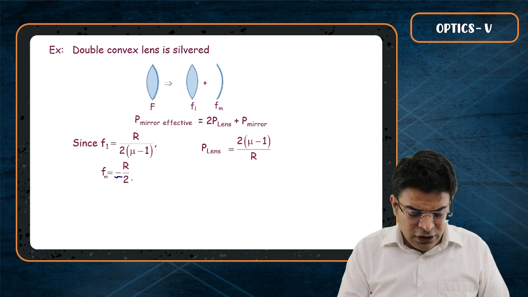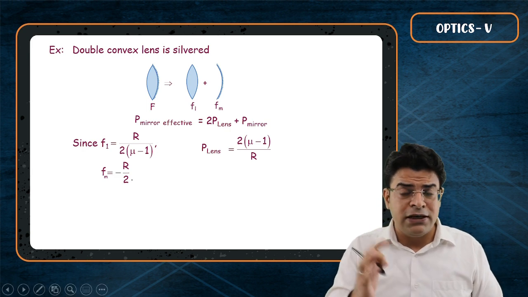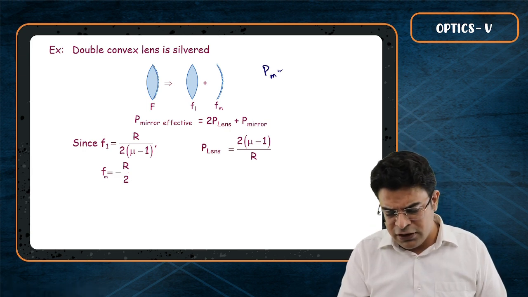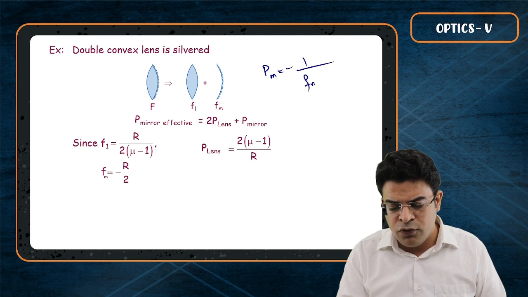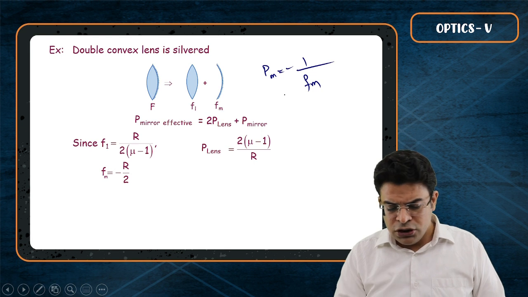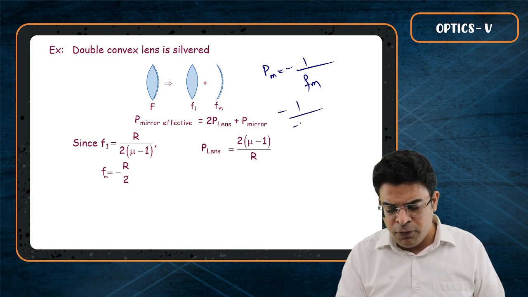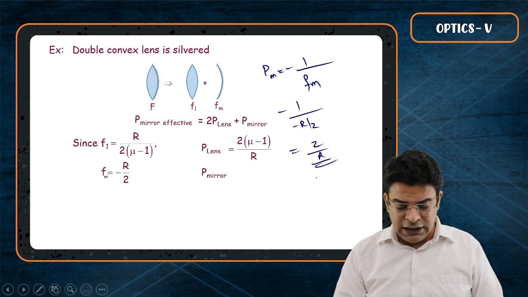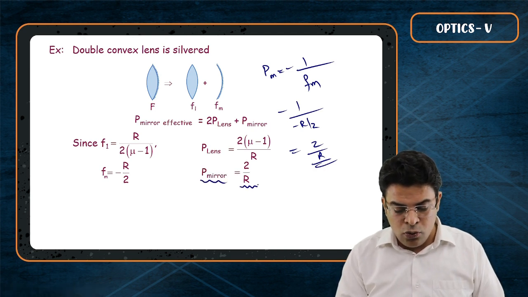Now, once you have placed this minus, how do you write the power of the mirror? We know that the power of a mirror is nothing but minus of 1 upon the focal length of the mirror. And in place of the focal length, substitute minus r by 2. So what you get is minus of 1 upon minus r by 2. That gives you 2 by r. So you will say that the power of the mirror will be nothing but 2 upon r.